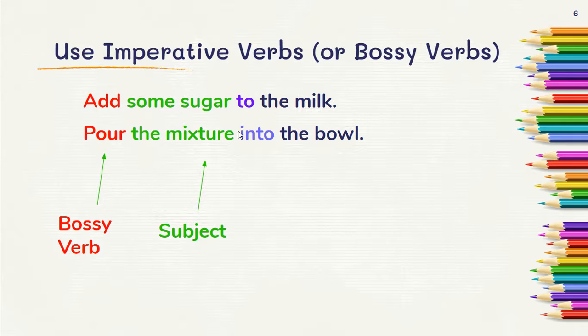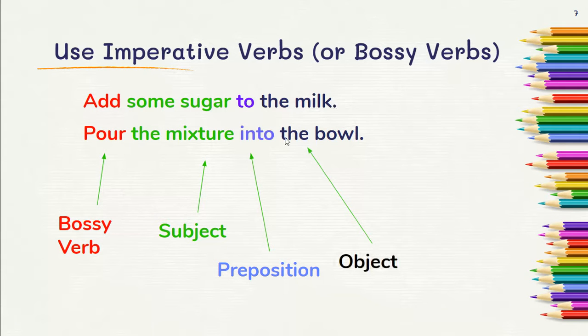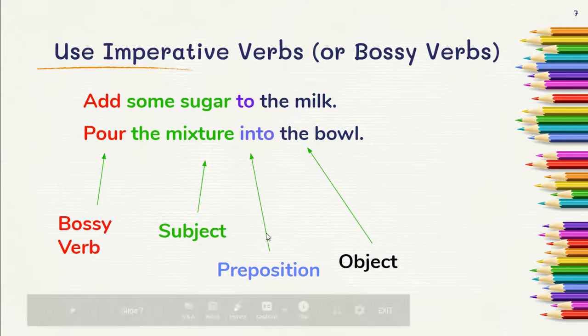And after that, we need a preposition to tell people what are we going to do with this thing. We want to add some sugar to the milk, or we want to pour the mixture into the bowl. And finally, we're going to end the sentence with the object and then end with a full stop. So this is how we write an instruction.